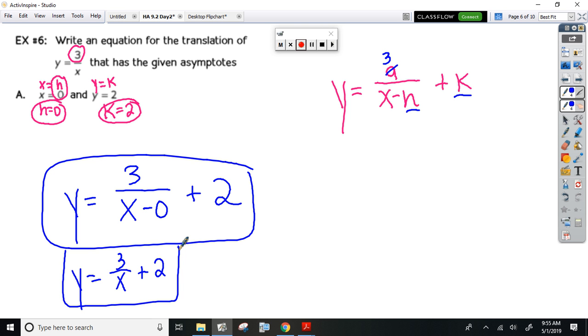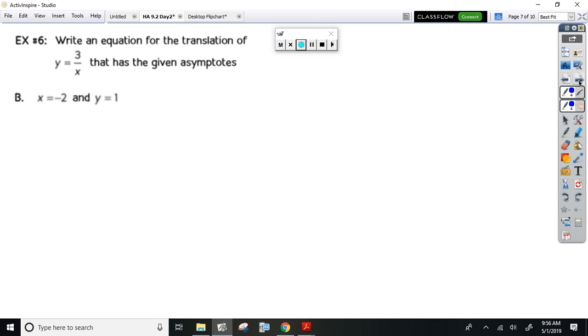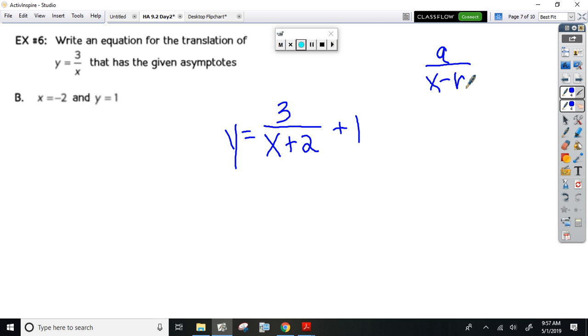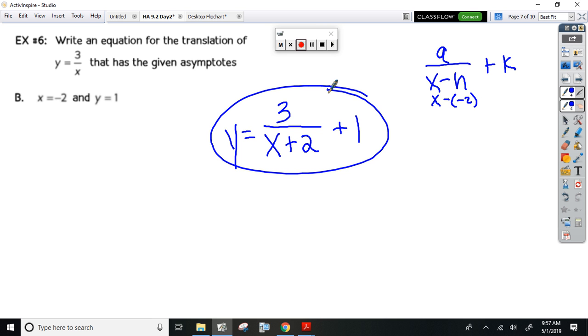Same direction. Write the equation based on the given asymptotes of the translation of y equals 2 over x plus 1. Remember, the formula is a divided by x minus h plus k. So when you plug in that h is a negative 2, the two negatives become a positive. The plus k is still just plus the k value, which was 1. So this was your h value, this was your k value. And just be careful that you know the original formula is the minus.